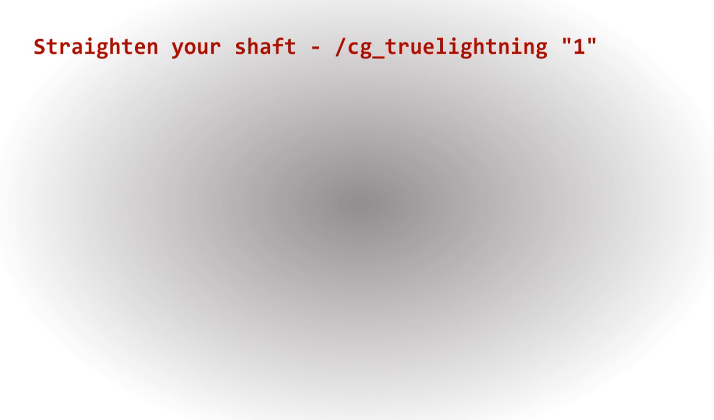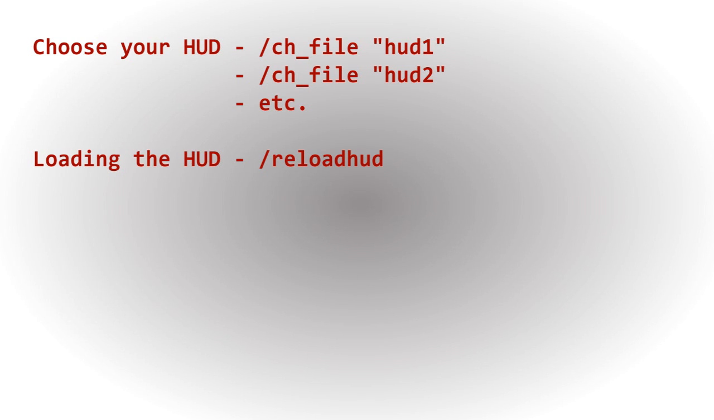You're also going to want a comfortable HUD, so the command would be ch_file, and then in quotes the name of the HUD. There are already 7 default HUDs preloaded into the install, so you just use HUD and then any number from 1 to 7. Just try them all out. Some of them have frag messages, some of them don't, some of them have health bars, some of them have health numbers. Just go through them all in game, and then you have to use the command /reload HUD.